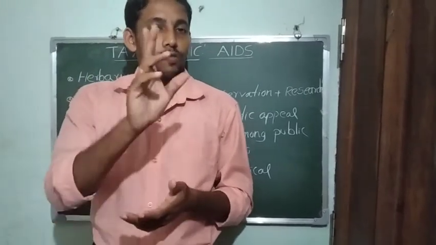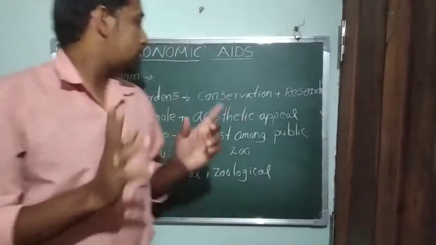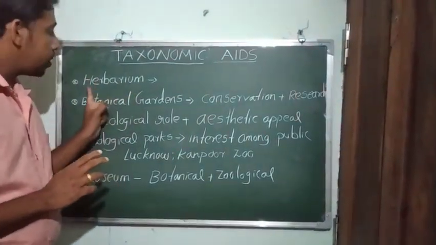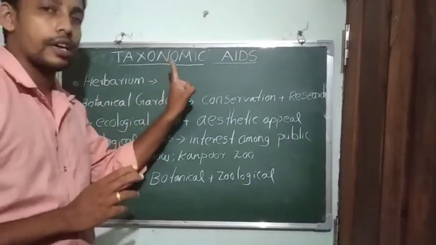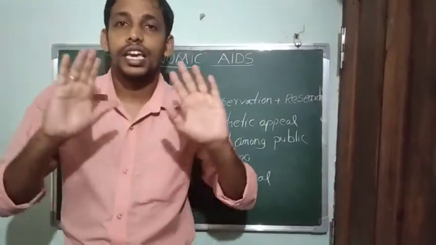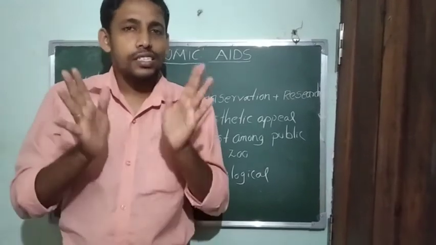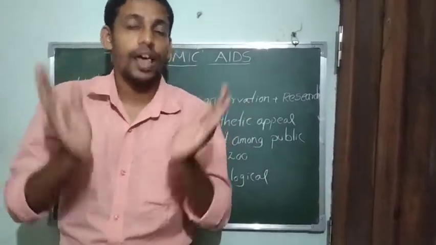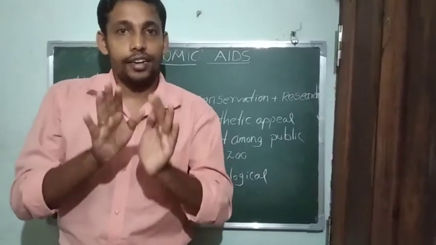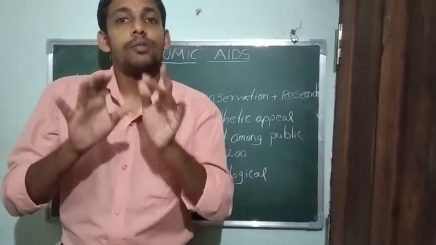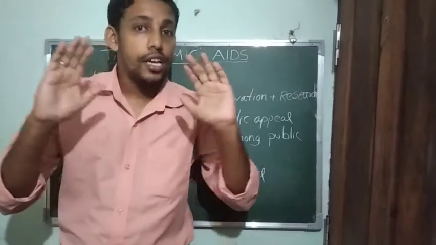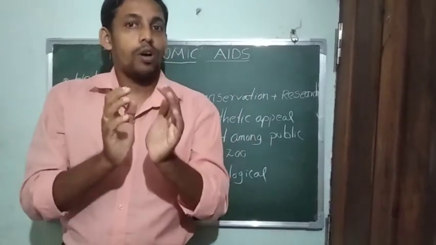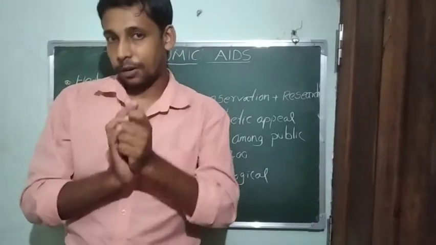So first we are going to consider the herbarium. Herbarium is a taxonomic aid. So what is a herbarium? It is a collection of plants which are dried, pressed and preserved on a herbarium sheet. Now I am going to show you a herbarium.